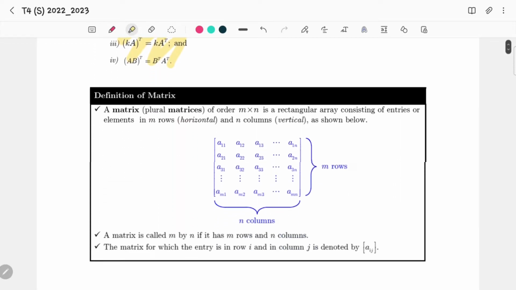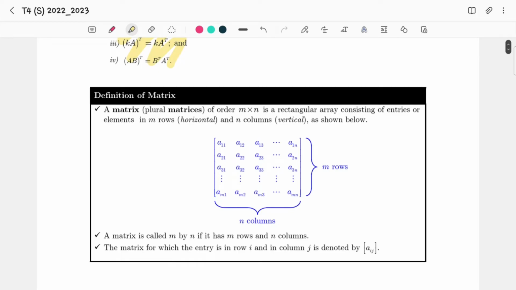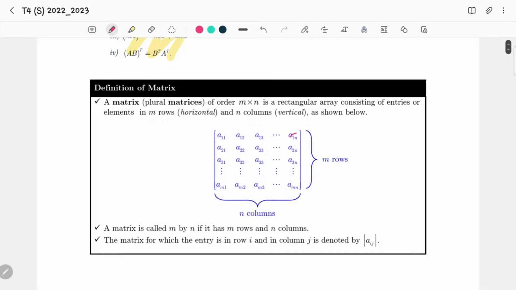Okay, so the definition of a matrix. A matrix, plural matrices, of order m by n, is a rectangular array consisting of entries or elements in m rows, horizontal, and n columns, vertical, as shown below. So as you can see here, there are m rows, 1, 2, 3, up to m.